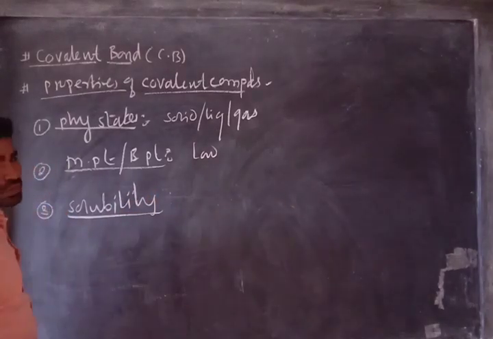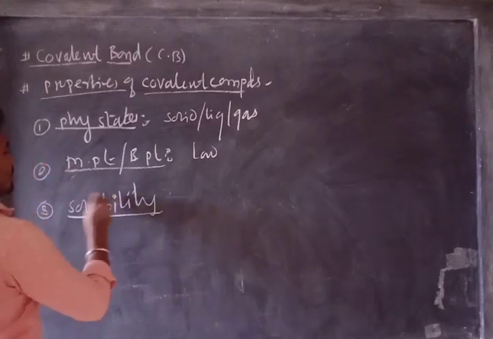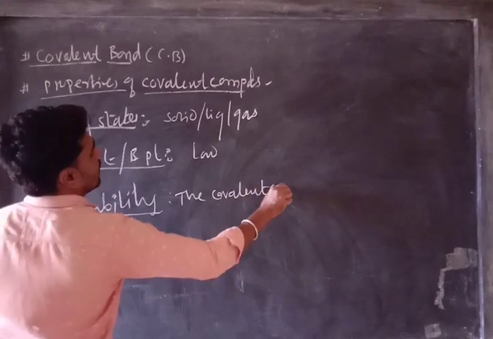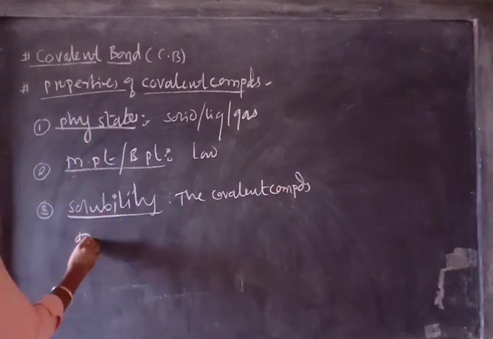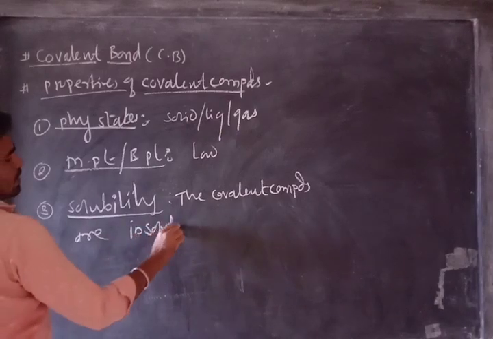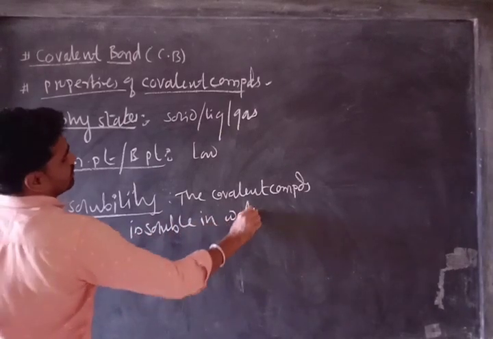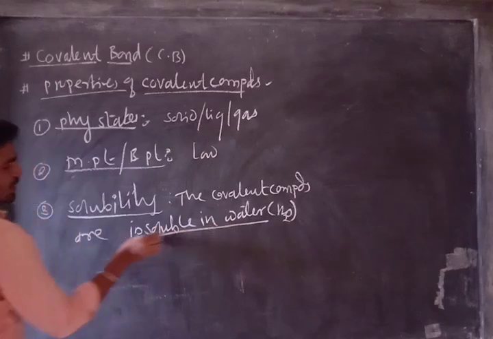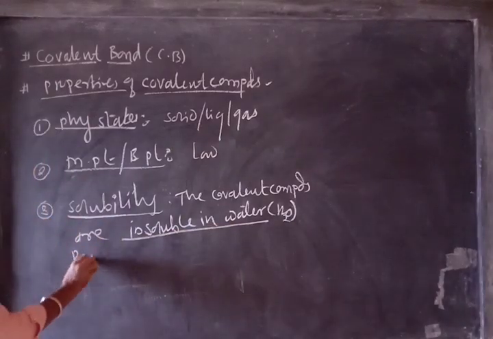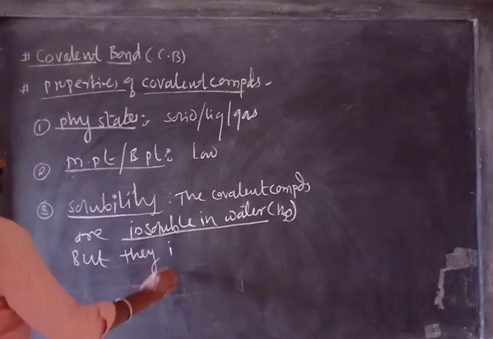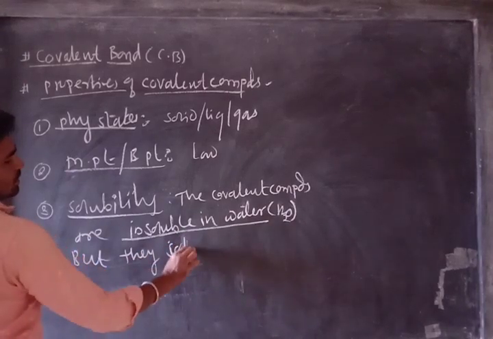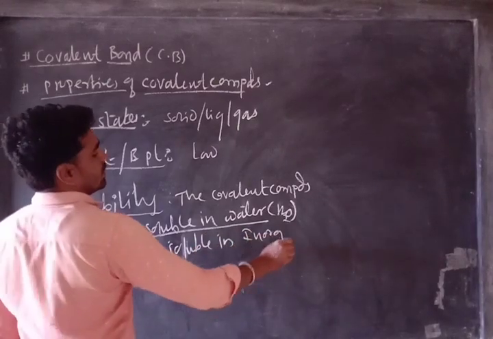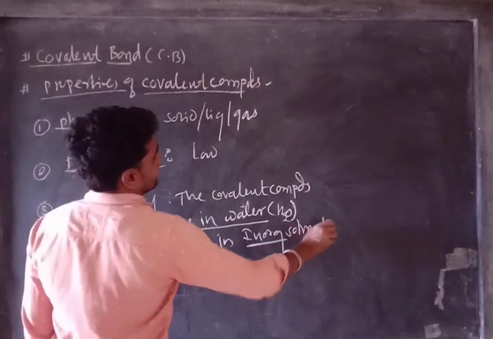So in solubility, the most important thing is that covalent compounds are insoluble in water. They are insoluble in water, they do not get dissolved in water, but they are soluble in, we can say, the organic solvents, like that.